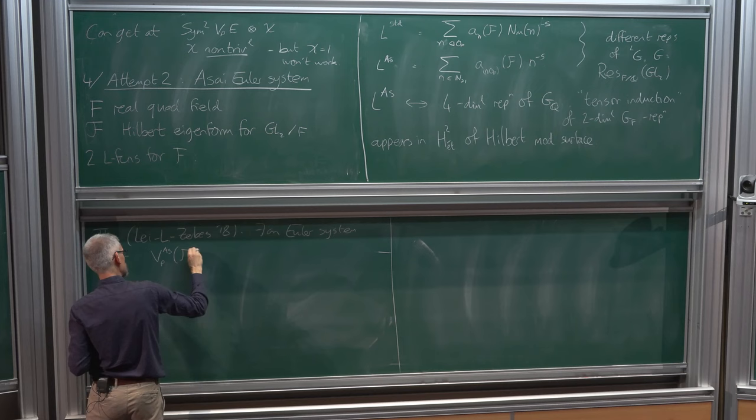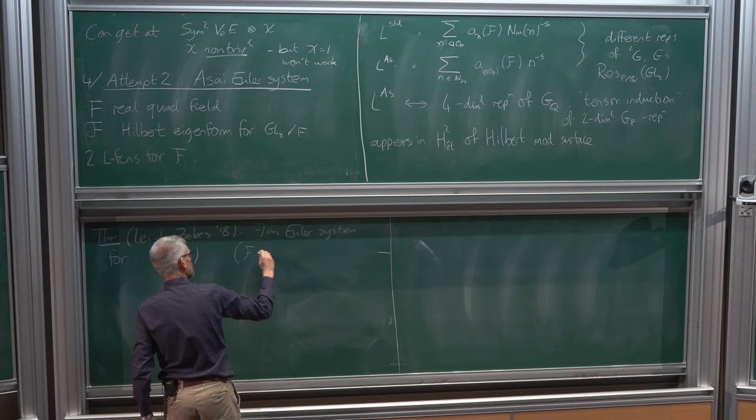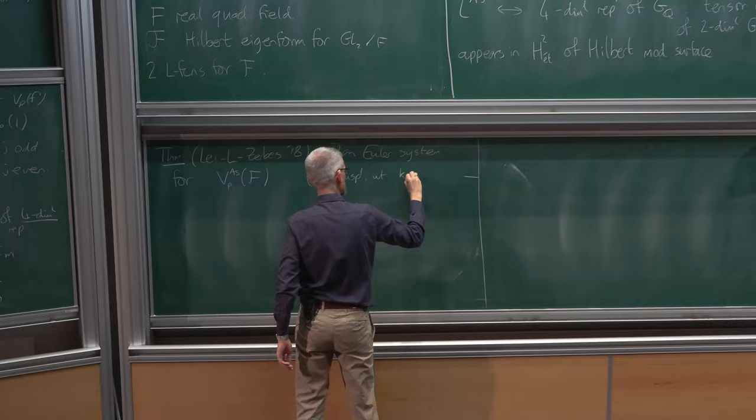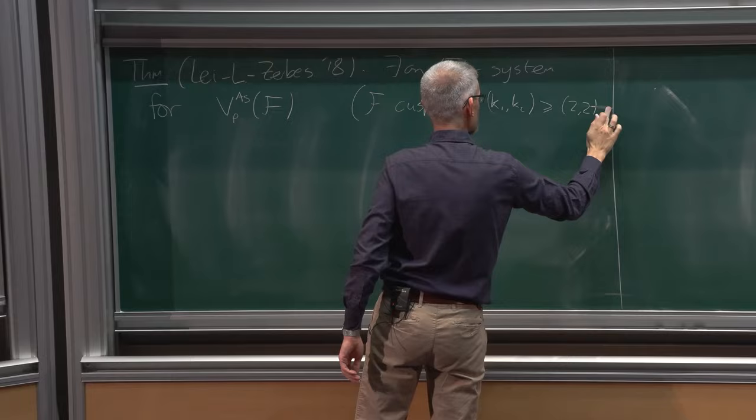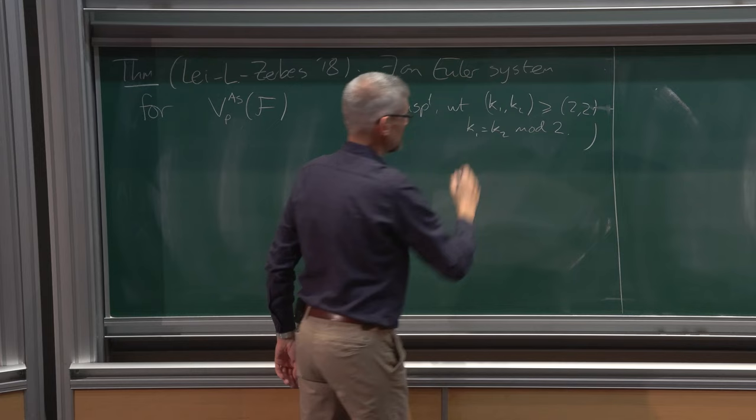So there exists an Euler system for these Asai representations for any curly F. I guess I want F to be cuspidal, with any weights bigger than or equal to 2. And I want the weight to be parallel, which is a condition one always ends up carrying around in this theory. This can probably be relaxed, but we didn't bother to try too hard.